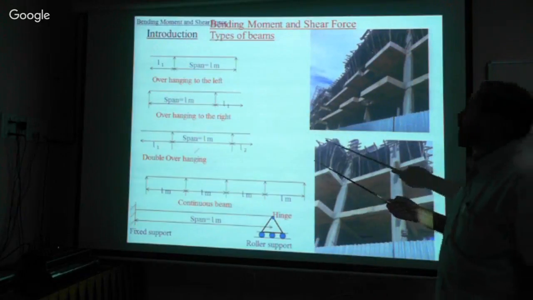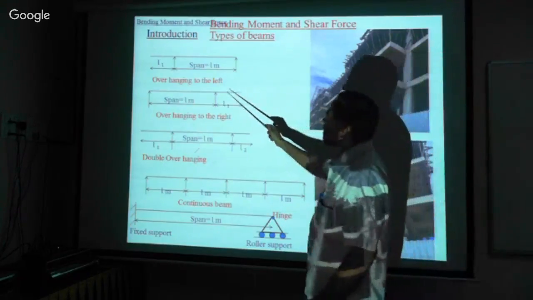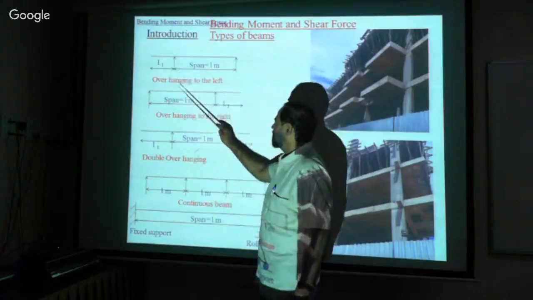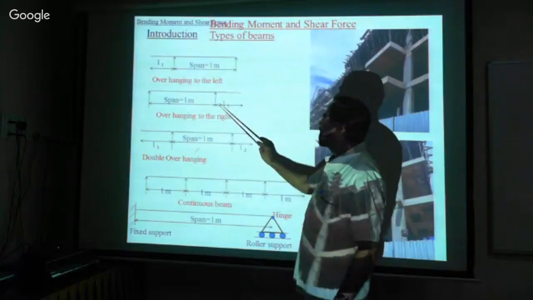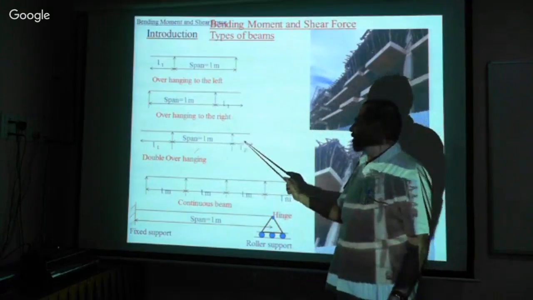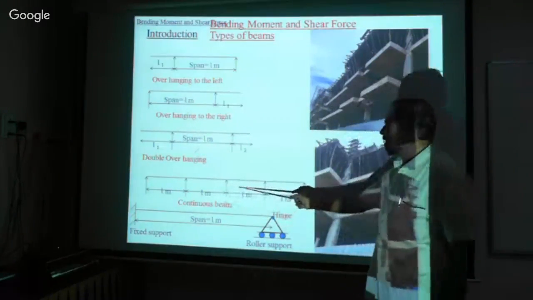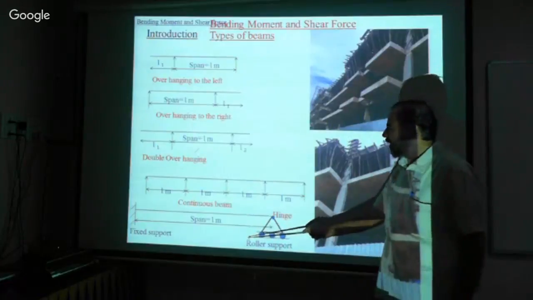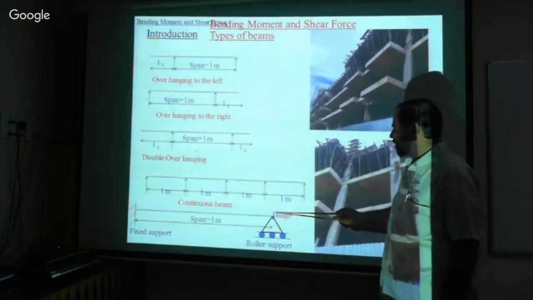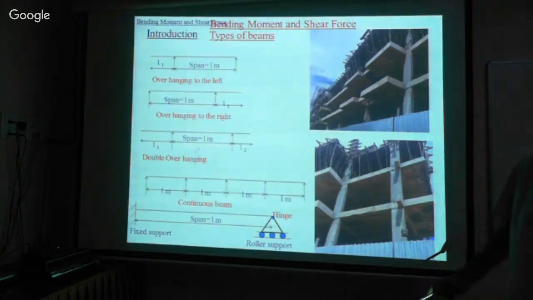And these are the types of beams. This is overhanging to the left hand side, the overhanging portion. This is L1, and this is L. This is also L1. This is overhanging to the right hand side, and this is a double overhanging beam, overhanging to the right and to the left side. This is a continuous beam. And this is another beam. It is a fixed end. The other one is the hinge, and this is the hinge and roller support. This type of support is a roller support.